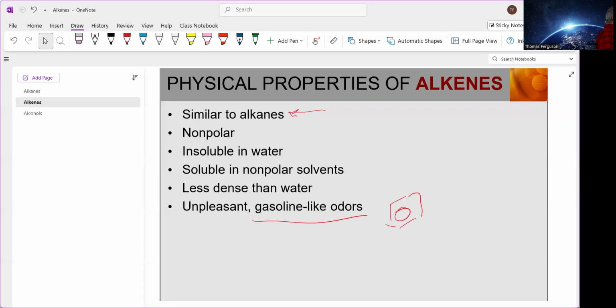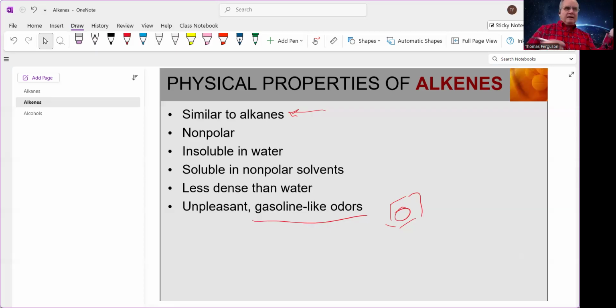They smell like gasoline. That's because there's a lot of alkenes in gasoline. They float on water. That means they're less dense than water. Chemically, they're not the same though. They're very reactive compared to alkanes. Only physically. Okay. I'm going to make that distinction, physical versus chemical.